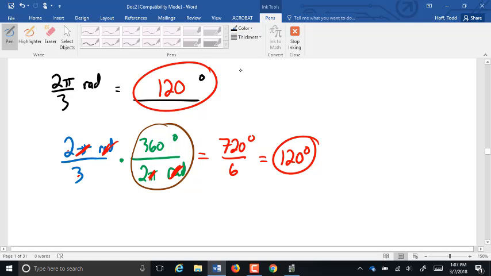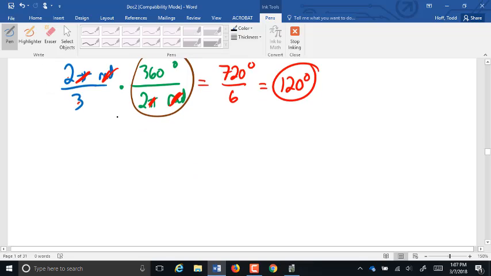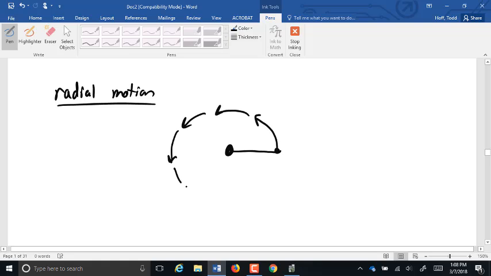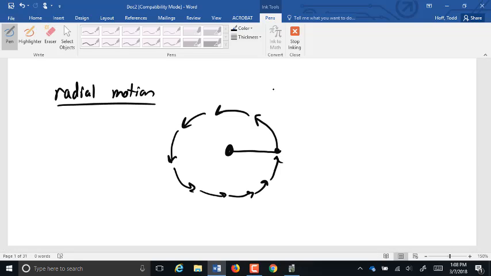What is the advantage to using radians? Why do we care? Why don't we just use degrees? Well, radians are actually a lot simpler in a lot of engineering applications. You start talking about radial motion. Radial motion is things that spin. If this is my pivot here, I might have this spinning around. Well, I can describe that rotation in terms of radians per minute, or radians per second, or radians per hour, which tells me how fast that's rotating.